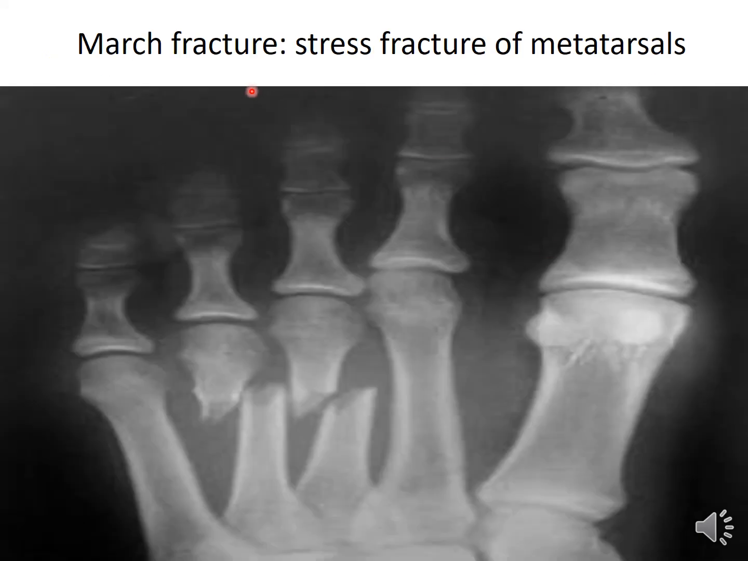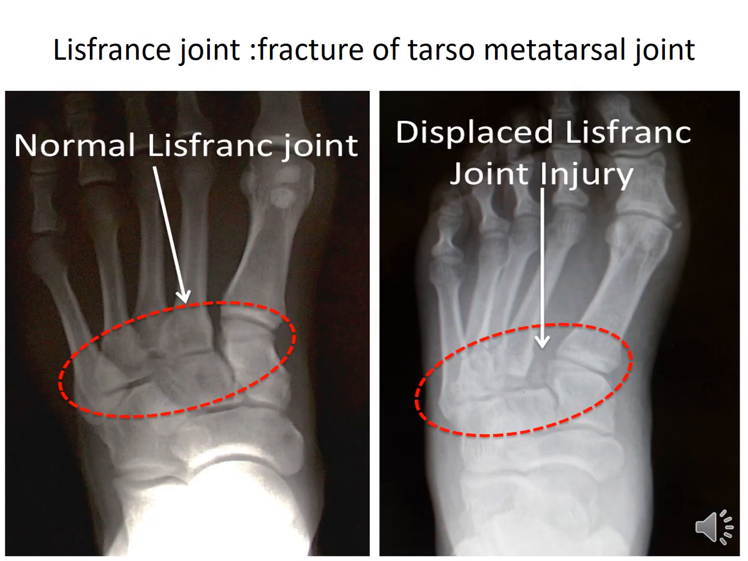Then next is the March fracture. March fracture is the stress fracture of the metatarsals, where you can see the third and fourth metatarsals. These are involved. Then the Lisfranc joint. So normally this is the normal Lisfranc joint. In the fracture, the joint gets eroded. So it's called Lisfranc fracture.